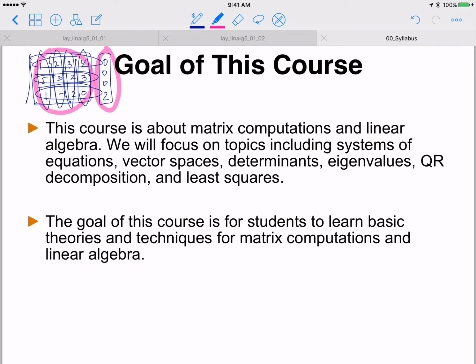Okay, so yeah, matrix computations and systems of equations or linear systems, and then vector space and eigenvalues and things like that. Okay, it's completely okay that you don't know about this yet.